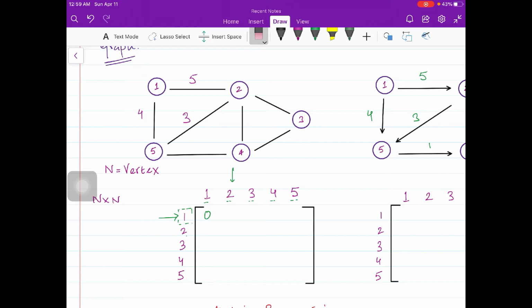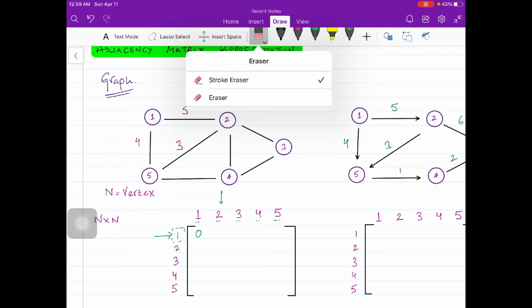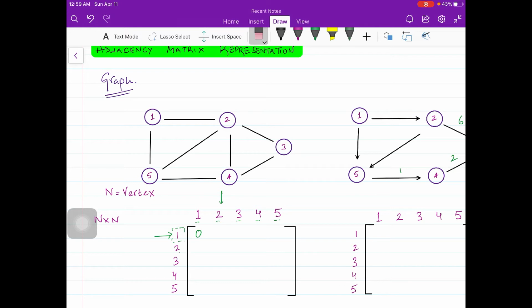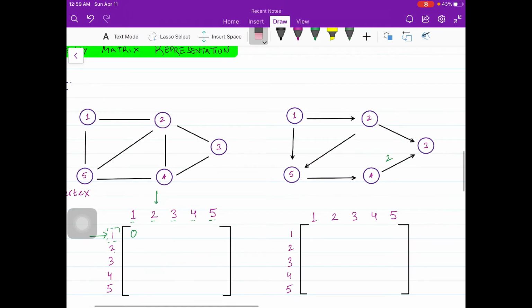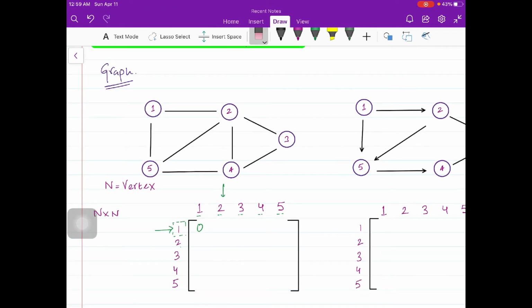Now from 1 to 2, is there any edge? Yes, there is an edge. Let me just remove these numbers. Sorry, they will come into the picture very soon. As of now, there are none. Actually, these are the weights of an edge. So something like this.